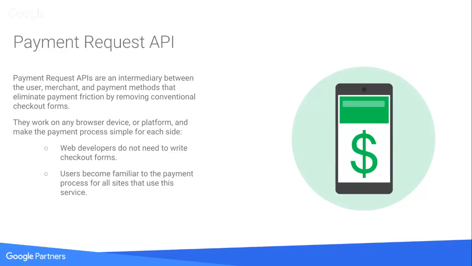Lastly, we'll cover the payment request APIs. They are an intermediary between the users, the merchant, and the payment methods. And they work on any browser, device, or platform and make the payment process simple for each side by standardizing the checkout process and data flow. Also, it supports different secure payment methods. The browser can remember payment methods and shipping preferences of the user, and this simply speeds up the checkout process.